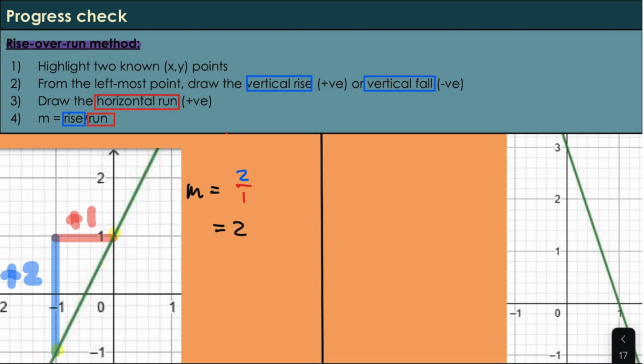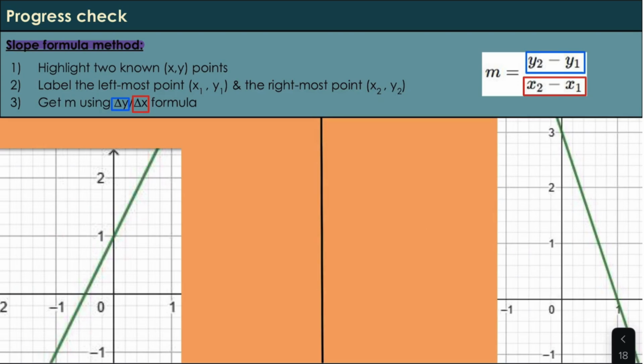In our second example, we have our y-intercept and our x-intercept. In this case, we fall. We go down 3. So that is -3 because we went down. Then we have our horizontal run across. We went across 1. That is +1. We write our formula. M equals the rise, but in this case it was a fall, so it's -3 over our +1. -3 divided by +1 is -3.